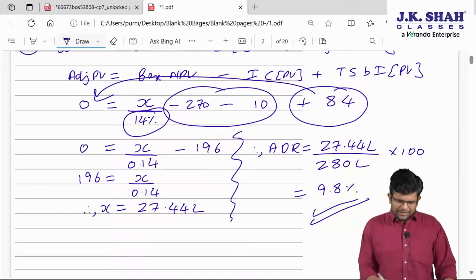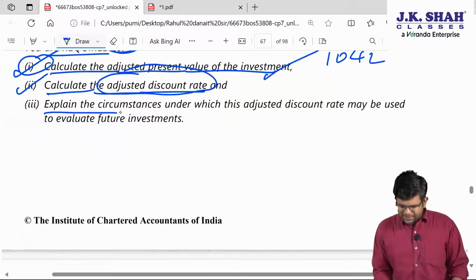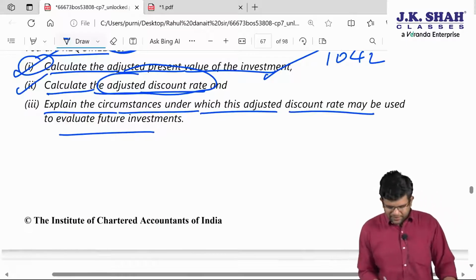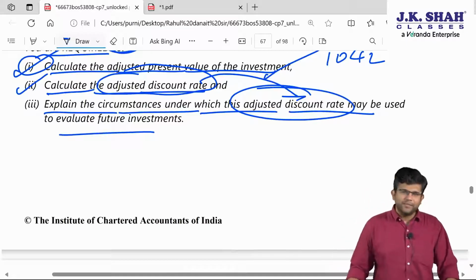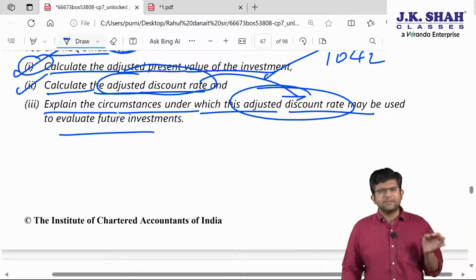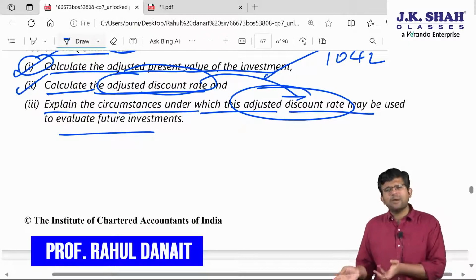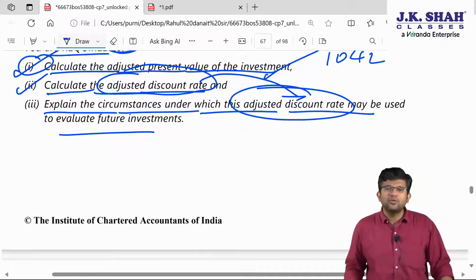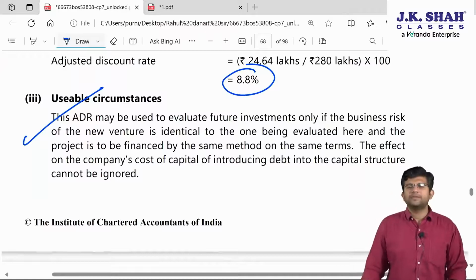Everyone clear? And then at the end they are asking you basically to explain the circumstances under which this rate may be used. Students, this rate, which rate? This particular rate, under which circumstances it may be used? Very simple. If the further projects are of the same risk as this project, simple answer. If the further projects are of the same risk as this project, then you can continue using this rate. Also, of course, in those projects, the financing has to be done through debt. That is what they're telling you in this particular point, that is point number 3.